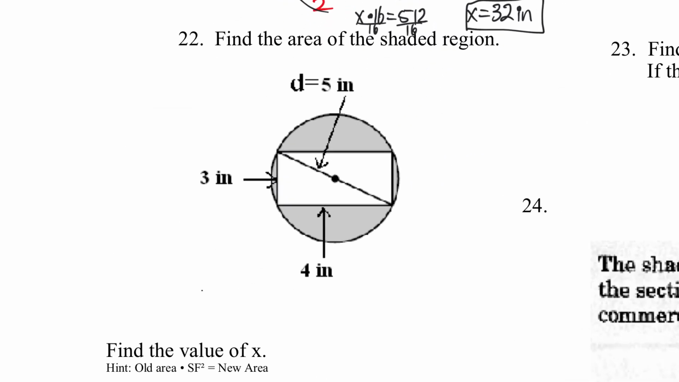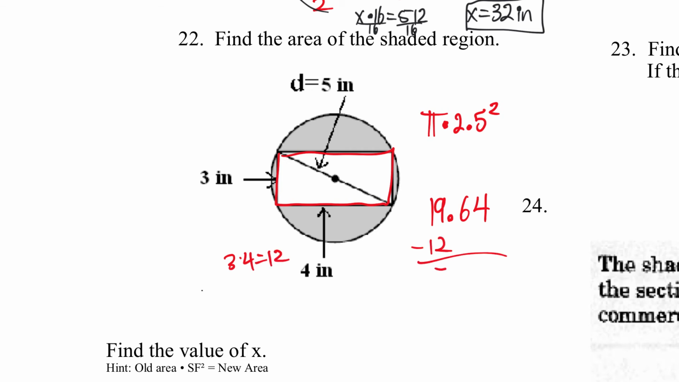Okay, number 22. So we need to find the area of the circle. So pi r squared. What's the radius of the circle? 2.5. So what does pi times 2.5 squared give you? 19.6. Is it like 19.64, something like that? Minus 12. Okay, so that's the whole thing. Now we need to find the area of that rectangle. How are we going to find the area of the rectangle? 3 times 4, which is 12. So I'm going to subtract that off. That's going to be 7.64 square inches.